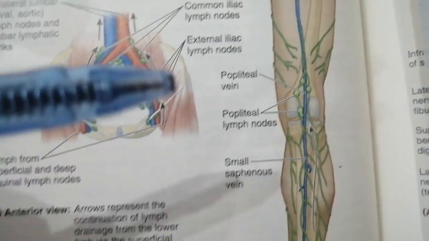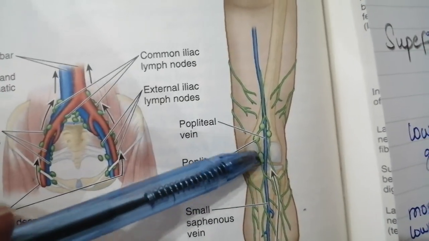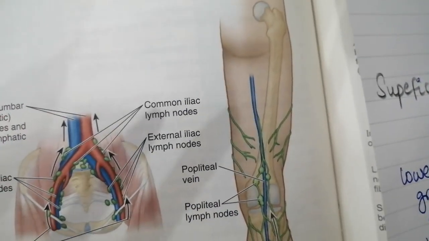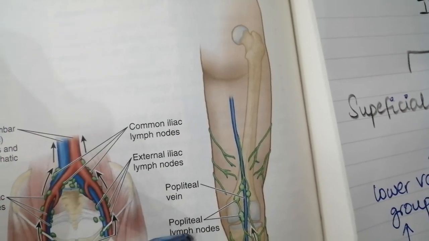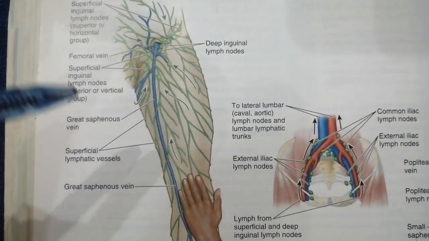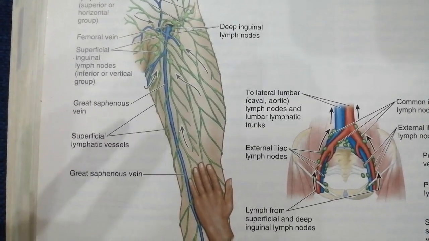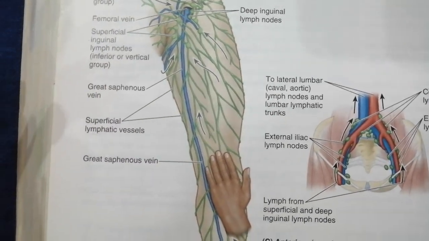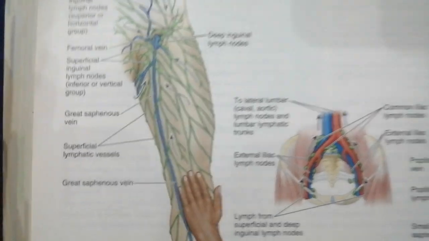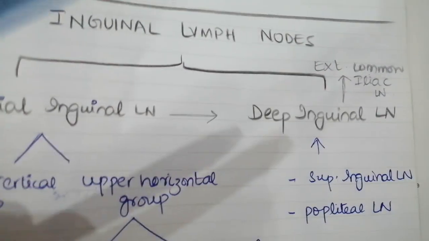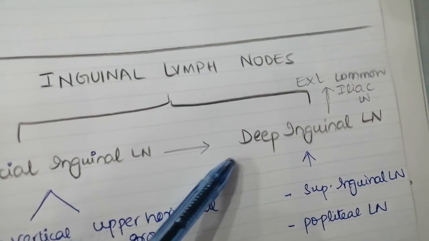that there are some nodes in the popliteal region as well. These are the popliteal group of lymph nodes, and they are also draining into the deep inguinal lymph nodes. Okay, this is the popliteal group of lymph nodes and the superficial inguinal group of lymph nodes. They all combine together and enter into the deep inguinal lymph nodes. So the deep inguinal lymph nodes mainly drain the superficial inguinal lymph nodes, the popliteal group of lymph nodes, and some area of the perineum as well. Okay, here I have described the deep inguinal lymph nodes.